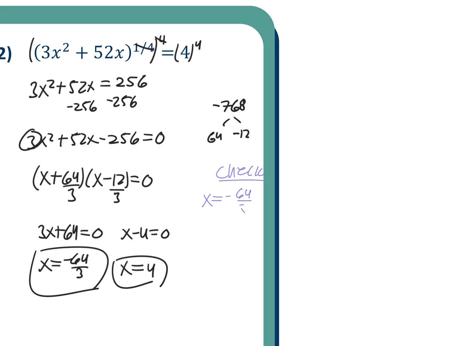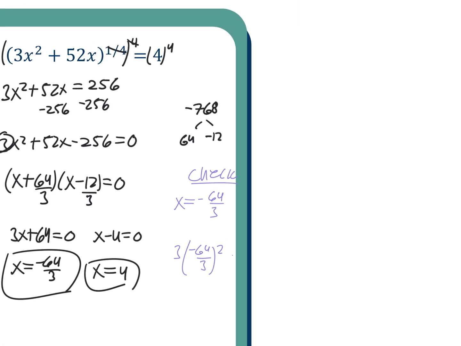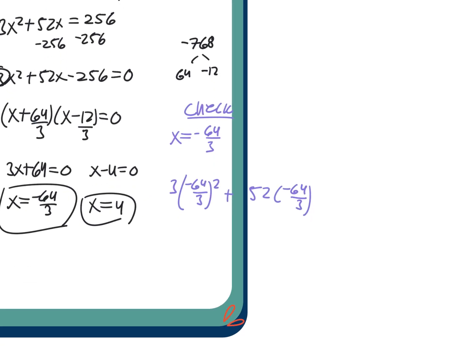All right, x equals negative 64 over 3. This is going to get us 3 times negative 64 over 3 squared plus 52 times negative 64 over 3. And then 64 squared is, again, I did this off camera already, but it's going to be 4,096 over 9, times 3, plus 52 times negative 64, which is going to get you minus 3,328. Again, did it off camera.